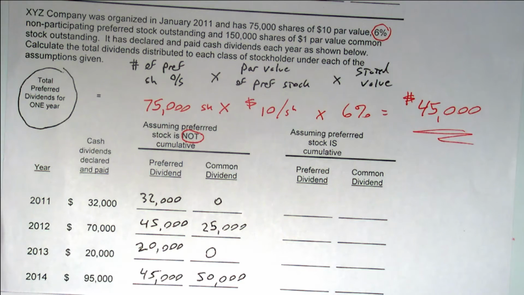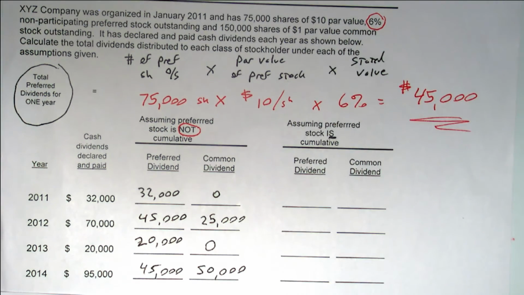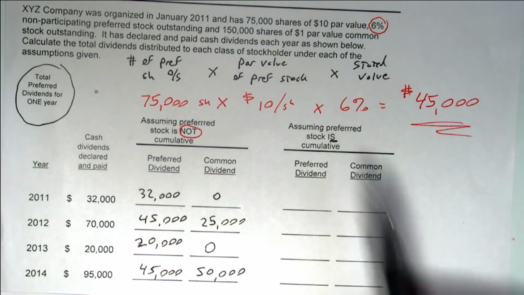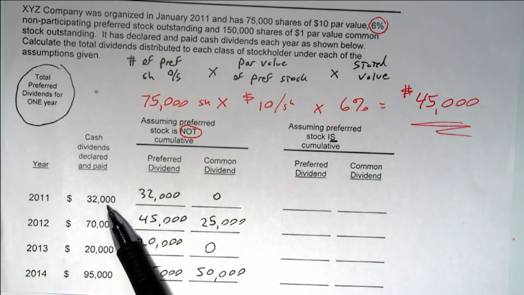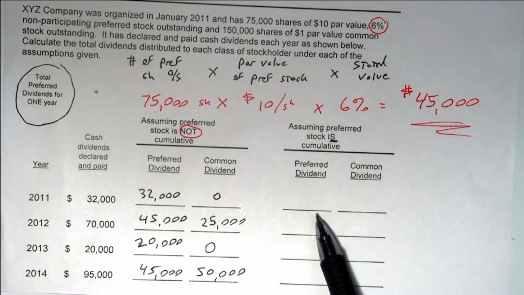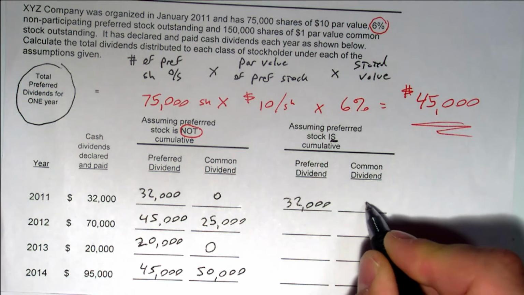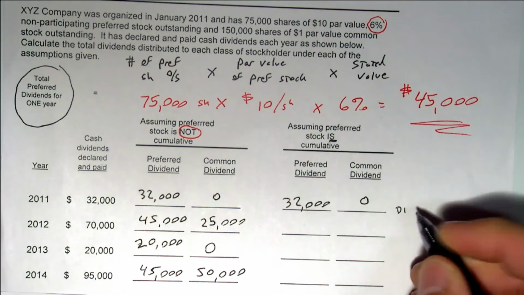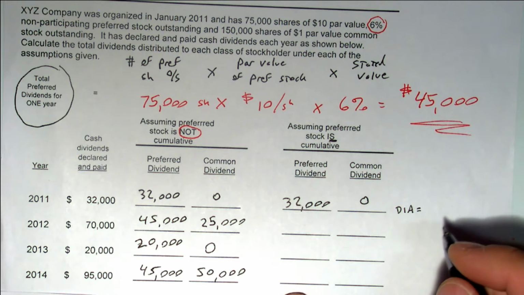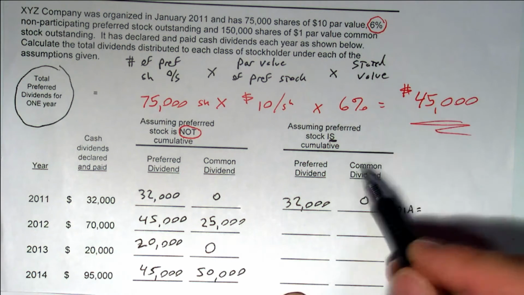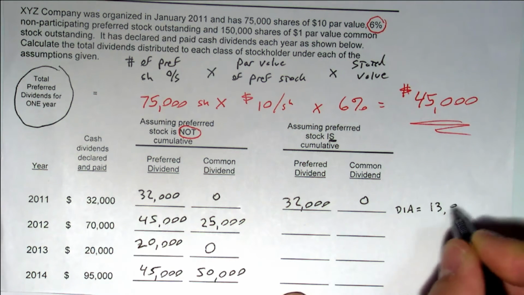Now let's say the preferred stock is cumulative. And remember, most preferred stock is cumulative. Let's see how that works. Just ignore the other side for now. Let's look over here. Let's say the preferred stock is cumulative. 2011, we have $32,000 cash to give out. Well, we wish we could give the preferred 45, right? But we can't. But we give them what we have, 32,000. And common get what? Nothing. Zero. Now, what is our dividends in arrears at this point? 13,000. Because we shorted them 13 grand, between 45 and 32. So the dividends in arrears at this point is 13,000.